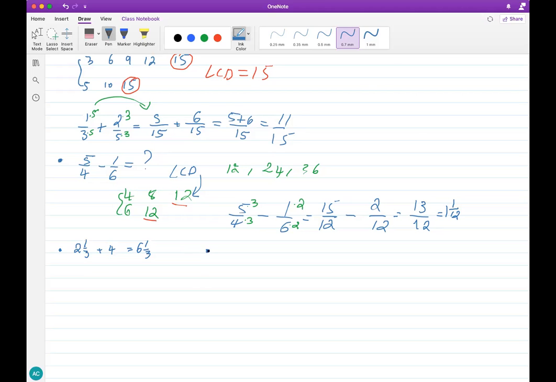But if you have, let's say, 1/3 minus, let's say, let's use maybe a mixed number here also, say 4. It's a little bit big. Let's make this smaller.